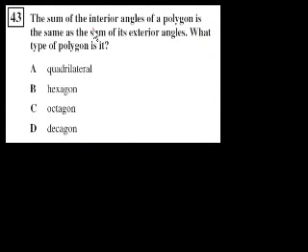Okay. They say the sum of the interior angles of a polygon is the same as the sum of its exterior angles. What type of polygon is it? And this is an interesting question, and it's something to experiment with for yourself. But I want you to draw random polygons with angle measures, because you know what the angles all have to add up to in a polygon. And I think you'll find that no matter what polygon you draw, all of the exterior angles are going to add up to 360 degrees.